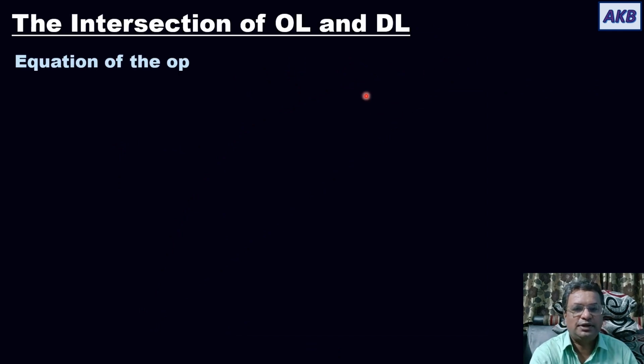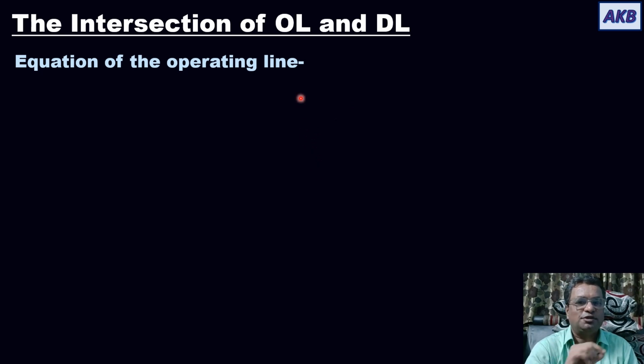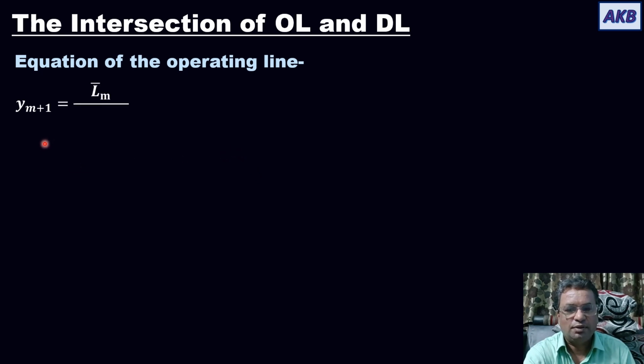Now let us get the intersection. That means we will be finding the coordinates of the point where the two lines intersect. For that, we need to know the equation of the operating line. This was derived in my previous video, so please watch that video. Over here, I am directly taking that equation.